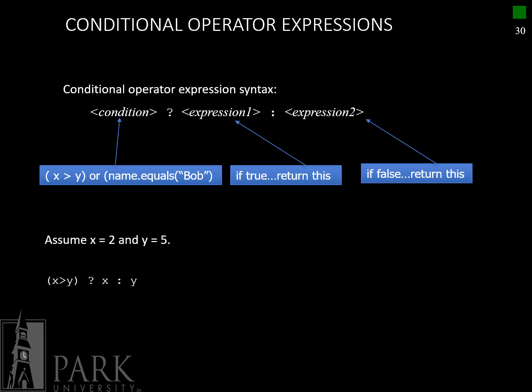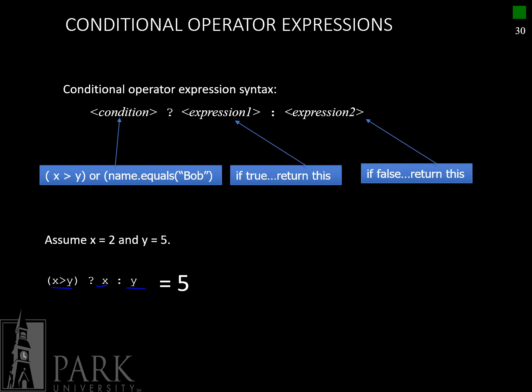So here's an example. If x is greater than y, then return x, else return y. In this case, it would be 5, right? Because x is less than y, so we are going to return the value of y.